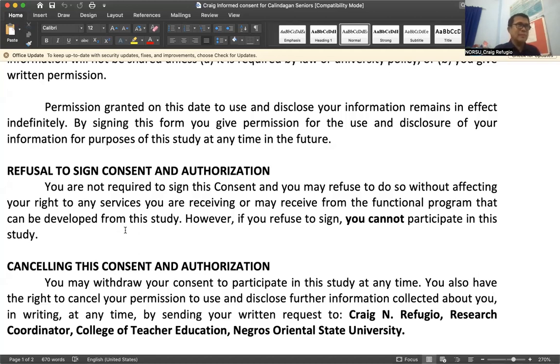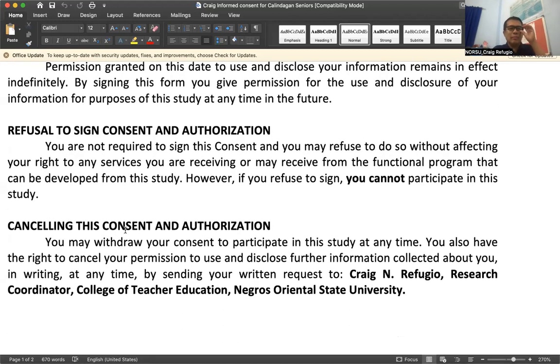So in this study, some senior citizens of Calindagan did not participate. But when we had the functional program, all of the senior citizens in Calindagan were able to benefit from it. It does not mean that because they did not participate, they could not also benefit from the functional program. All are able to benefit from the functional program, even if they did not participate in the study.